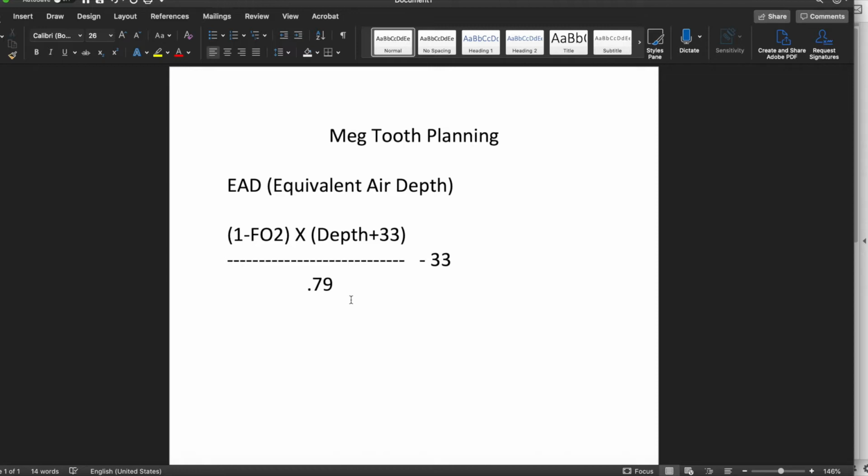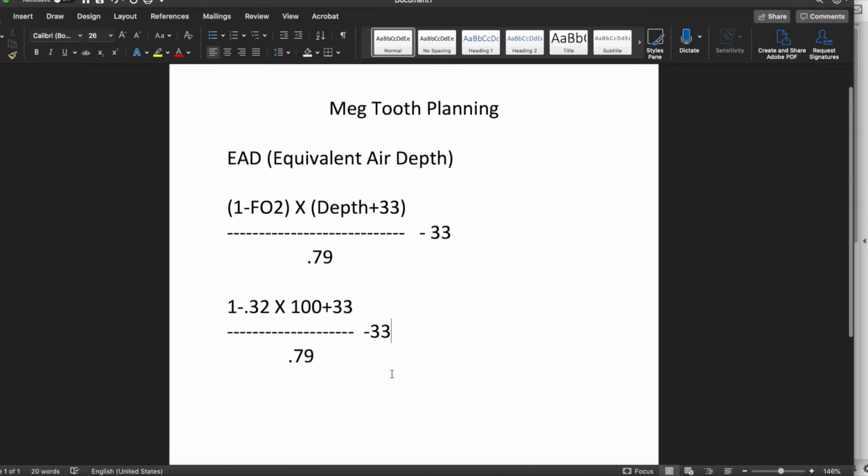And so what you're going to do is 1 minus the fraction. FO2 stands for fraction of oxygen. In this case, it's going to be 0.32, times the depth that we know is going to be 100 feet, plus 33, divided by 0.79. I'll do this real quick. And then at the end, we need to take the result and take 33 off of it for the atmosphere, the top atmosphere.